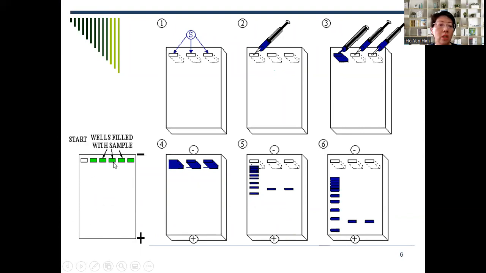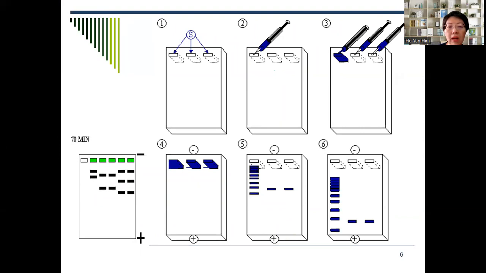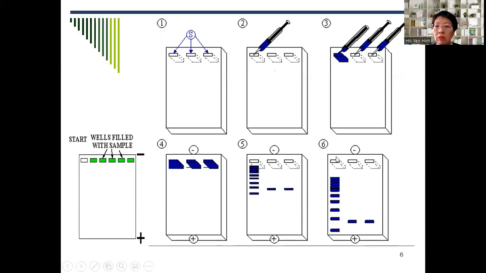This animation actually shows what you will see in real life when you're running gel electrophoresis. You start to see the DNA fragments separate, and bands at different locations will be formed. Each band contains DNA of a certain length. Now, can you see the first well here? Usually in the first well, we will place standard DNA fragments.